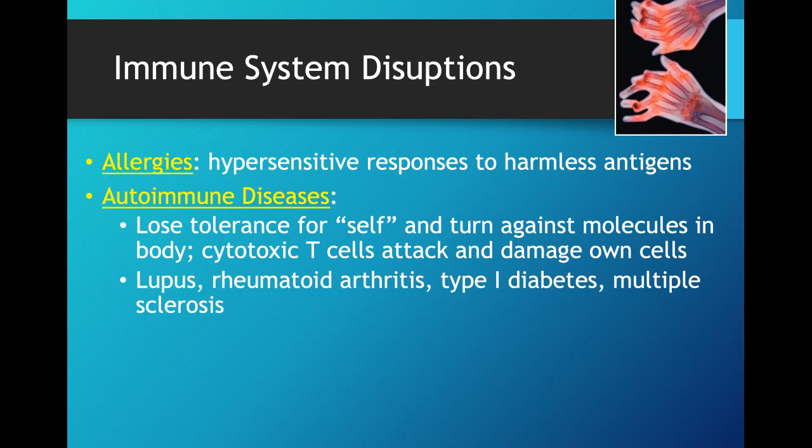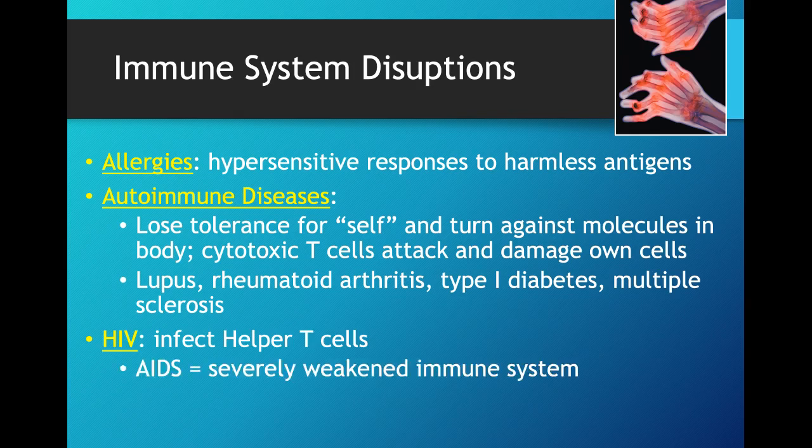Another disruption to the immune system is HIV. This is a virus that infects helper T cells, and from infecting the helper T cells, it compromises our immune system, and AIDS is a syndrome of having a severely weakened immune system because of the HIV virus.